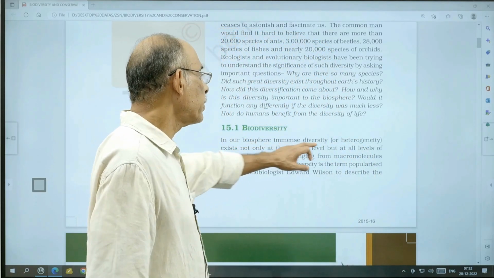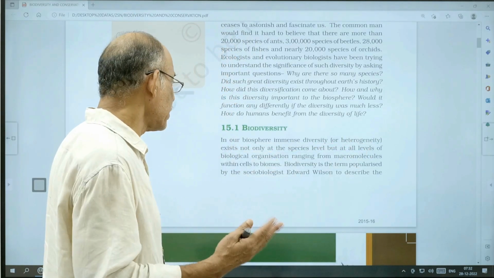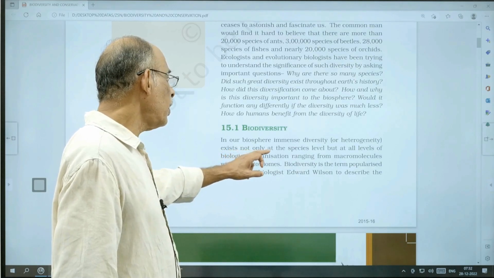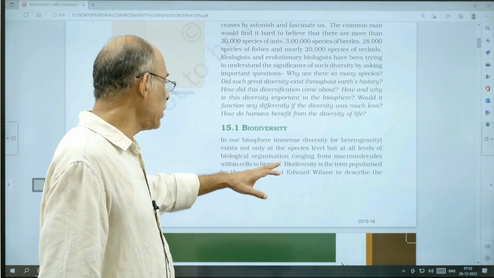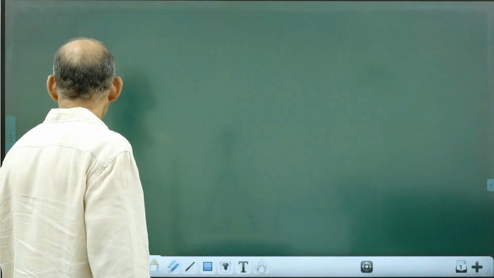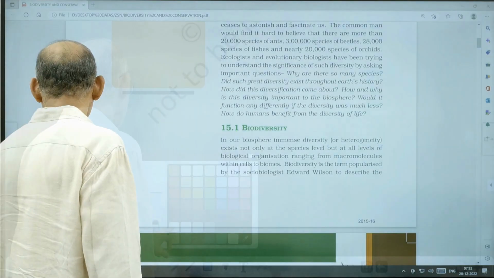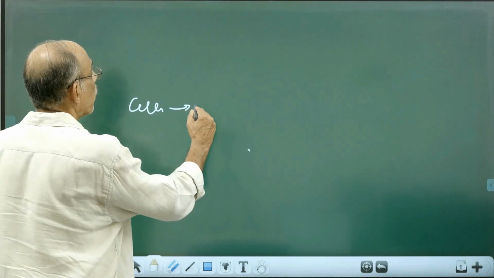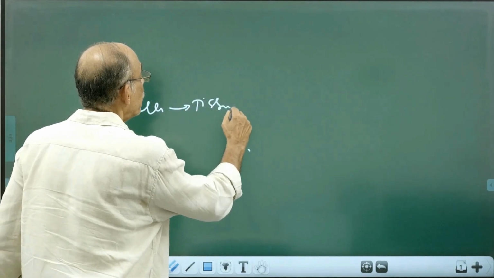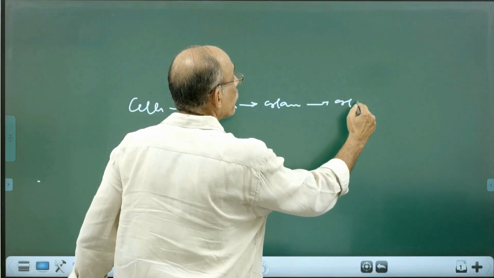It is the heterogeneity. Heterogeneity means different types, variations that exist not only at the species level, but at all levels of biological organization. What is meant by biological organization? One type of biological organization is this: we have cells organized into tissues, tissues into organs, organs into organisms.